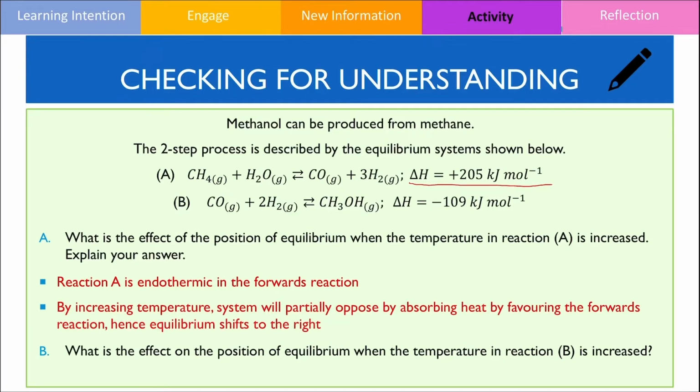The second part of this question asks, what is the effect on the position of equilibrium when the temperature in reaction B has increased? Similarly, the system will partially oppose the increased temperature by favoring the endothermic reaction. However, the endothermic reaction occurs in the reverse direction, hence equilibrium shifts to the left.